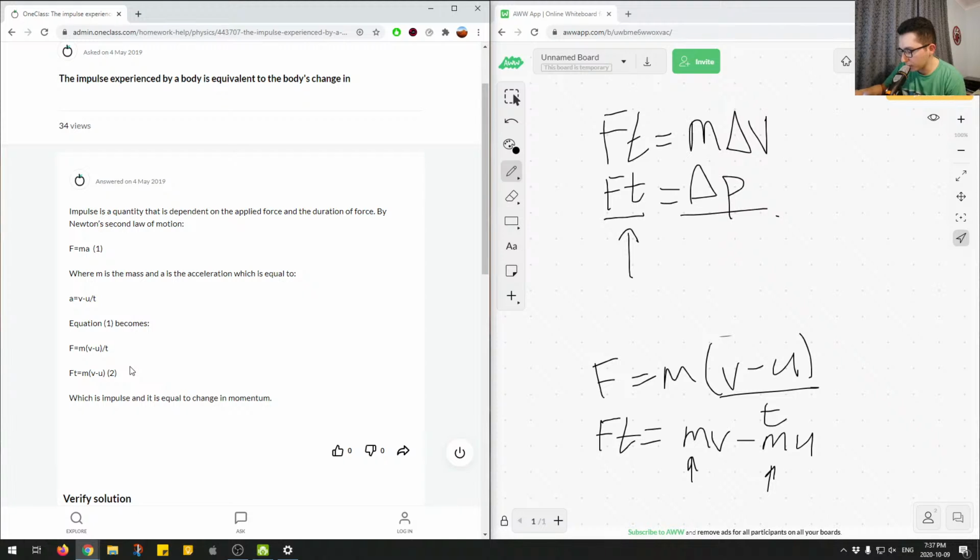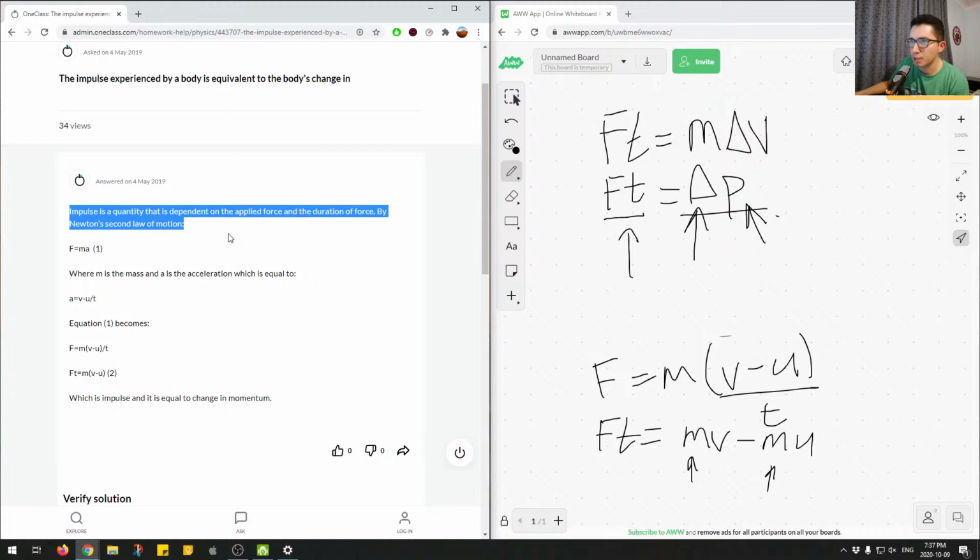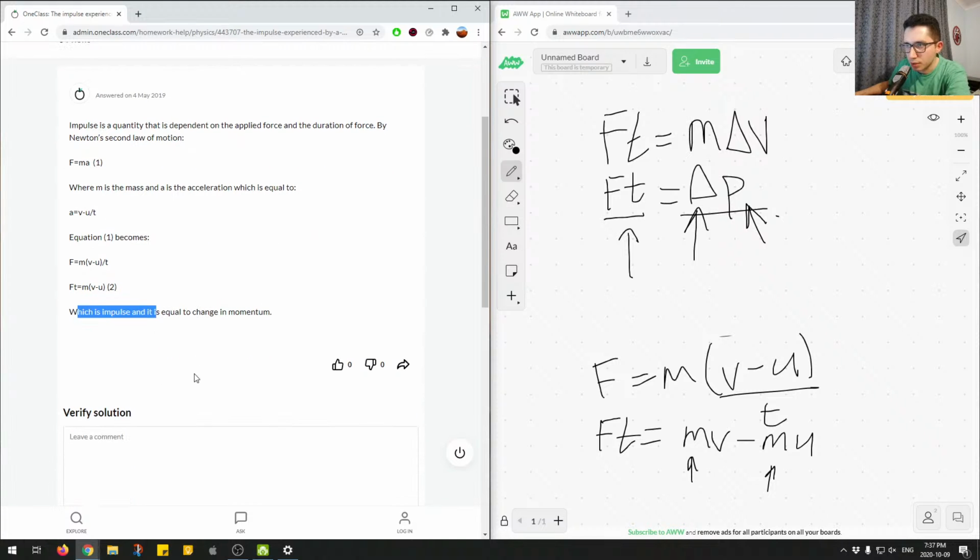And p, the variable p over here, is representing the change in momentum. And delta here is just change. So change in momentum. So here, impulse is a quantity that is dependent on the applied force and the duration of the force by Newton's second law of motion. So F net equals ma, where m is the mass and a is the acceleration. So final speed minus initial speed over time. They do the substitution and they get that impulse is equal to the change in momentum.